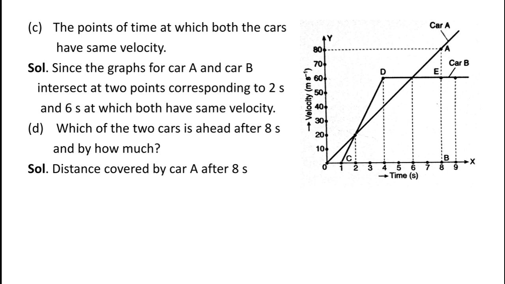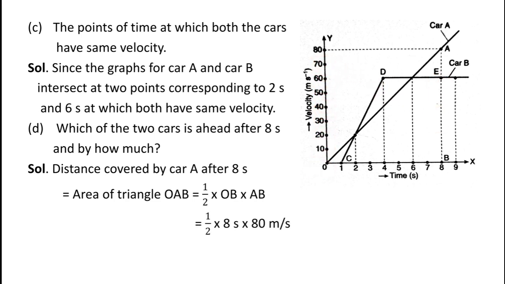Hence we can write distance covered by car A after 8 seconds is equal to area of triangle OAB, and OAB is a right angle triangle having area equal to half base into height, that is half OB as base and height is AB. So we can write half OB into AB. Again OB is equal to 8 second and AB is equal to 80 meter per second. So we can write half into 8 second into 80 meter per second. It comes out to be 320 meter. It means that distance covered by car A after 8 second is 320 meter.